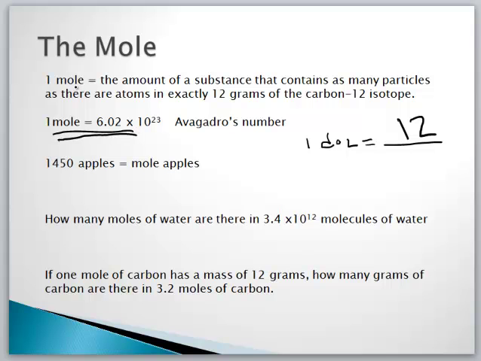So the official definition is 1 mole is the amount of a substance that contains as many particles as there are atoms in exactly 12 grams of the carbon-12 isotope. So take 12 grams of carbon-12, count how many carbon atoms are present, and that number is going to be 6.02 times 10 to the 23rd. When we talk about moles, we're talking about groupings of that number, the same way that when we talk about a dozen, we're talking about groupings of 12. 2 dozen is 2 times 12. 2 moles is 2 times 6.02 times 10 to the 23rd.